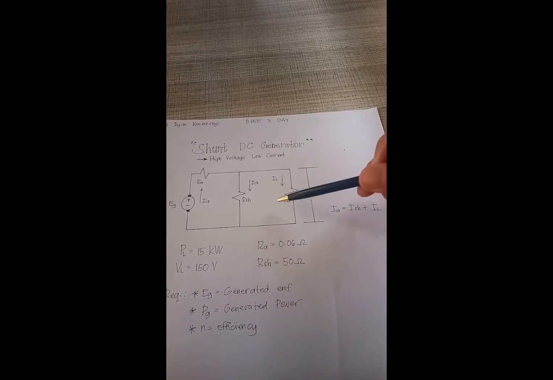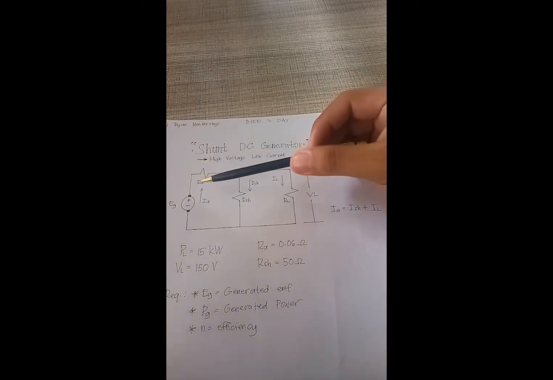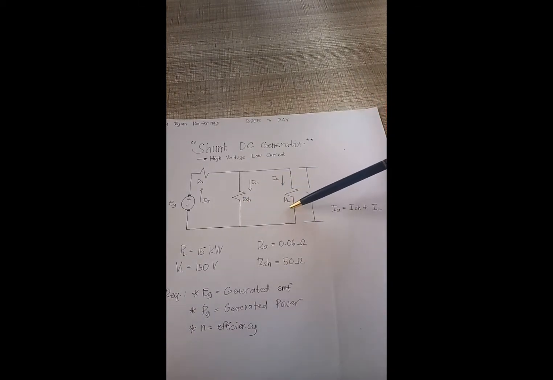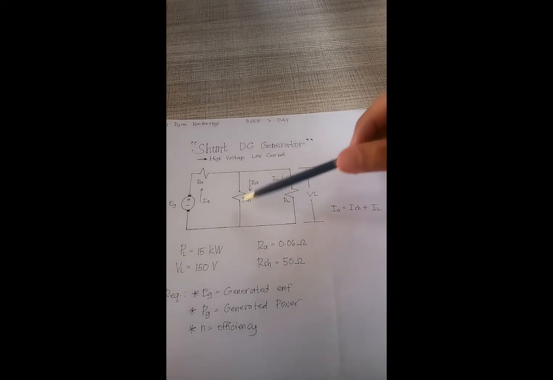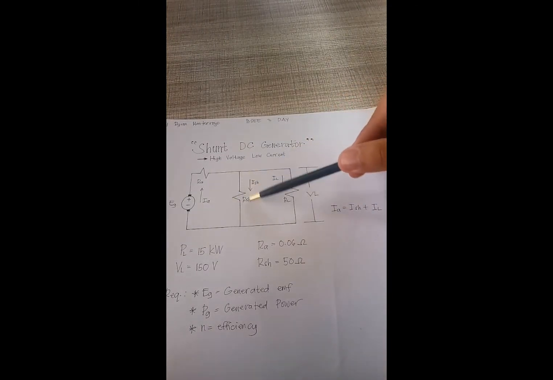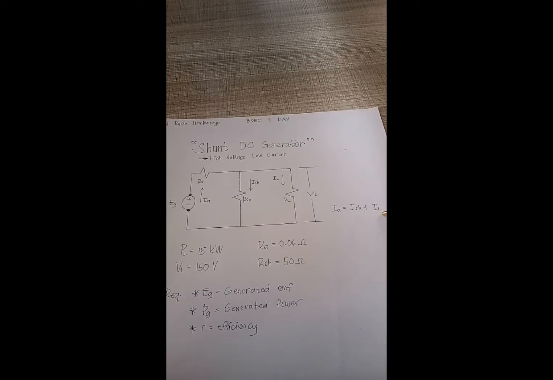In this schematic diagram, we can see the armature, the armature resistance, the shunt field resistance, and the load resistance. This is our load voltage here. As we see in this schematic diagram, IA is equal to ISH plus the load current, IL. So here, IA is equal to ISH plus IL.